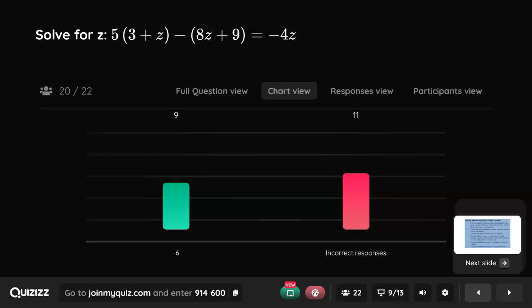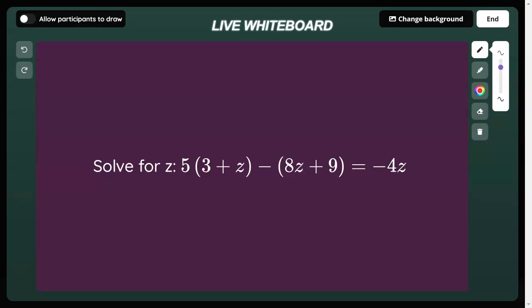I'll show you the last step in just a second. Not bad. All right. So we distributed.